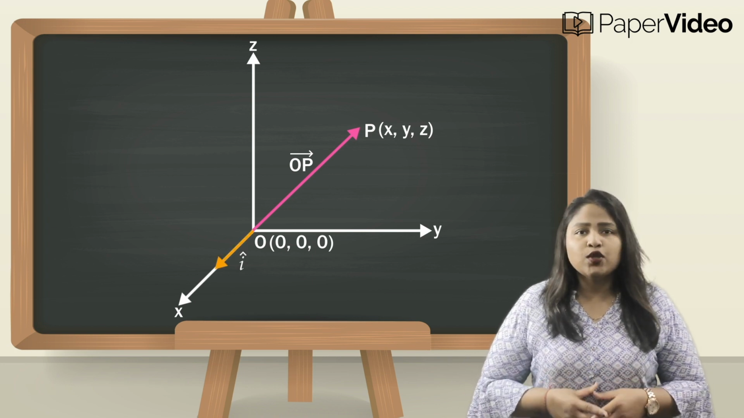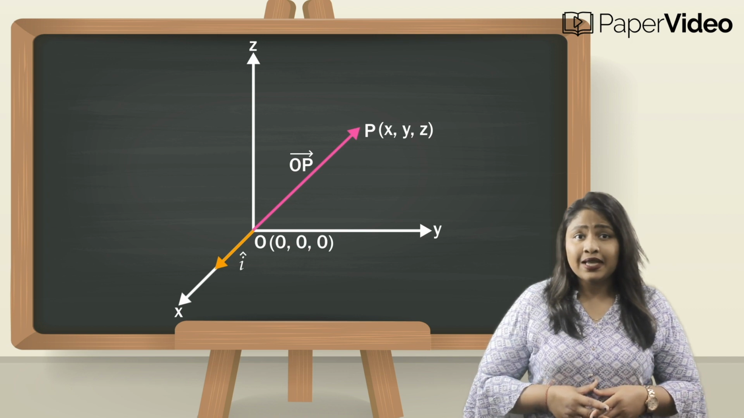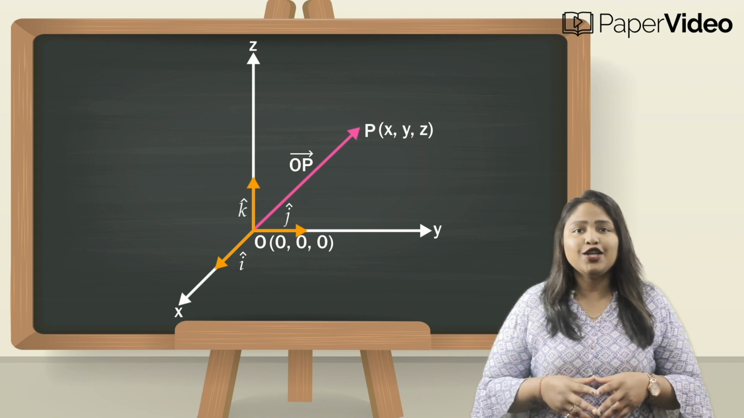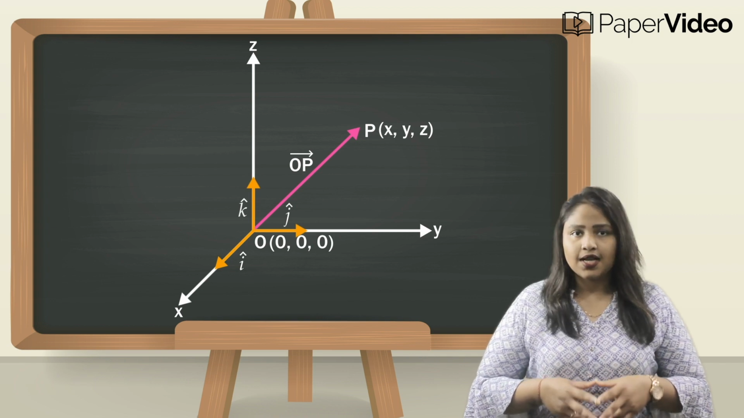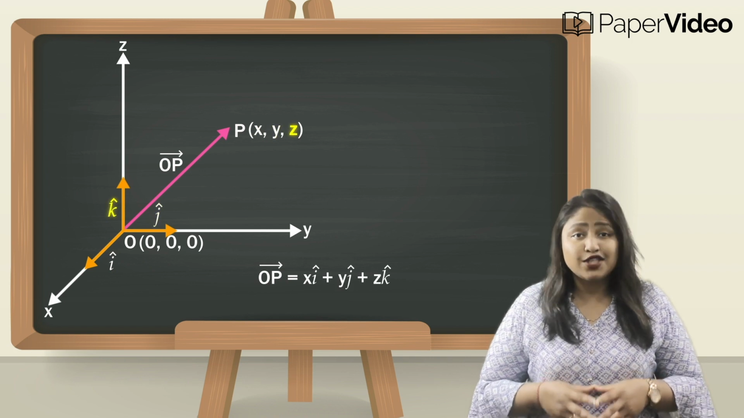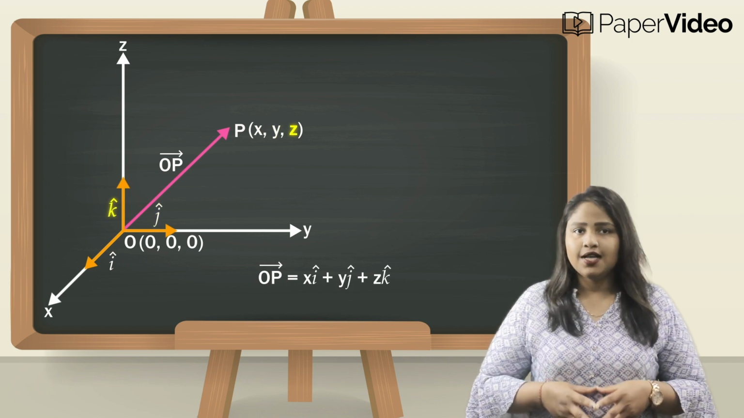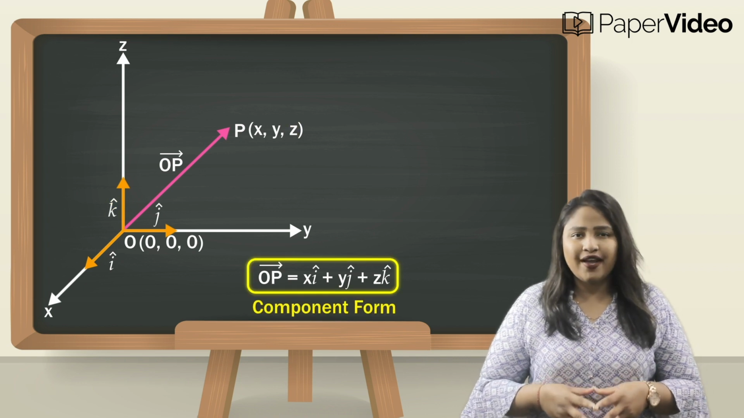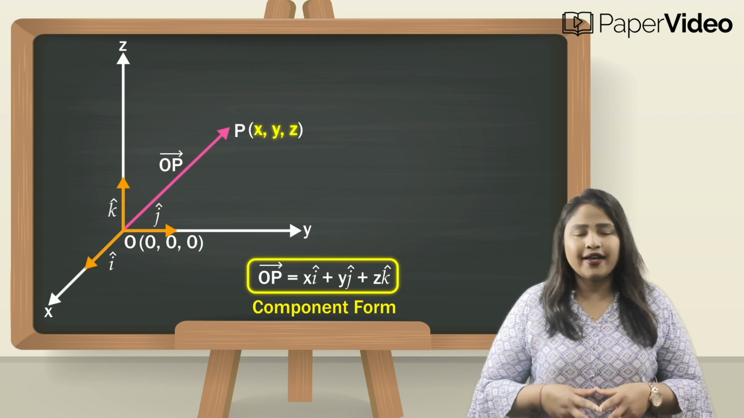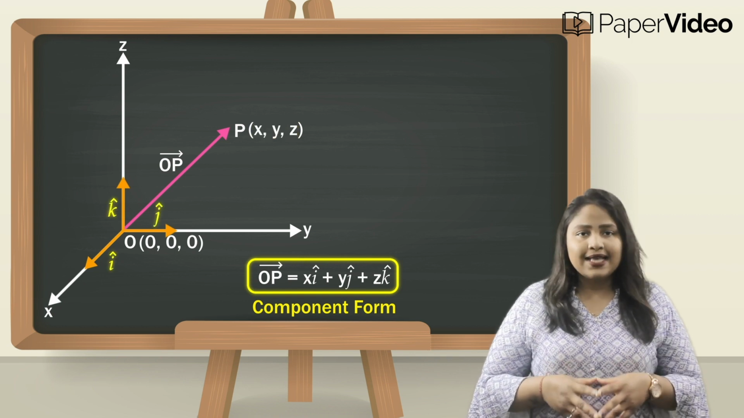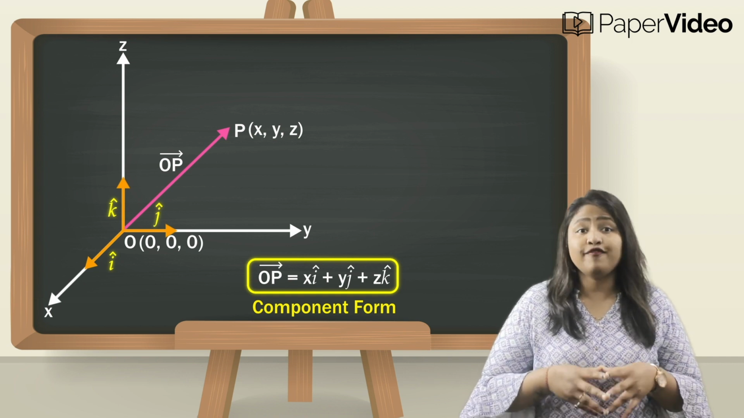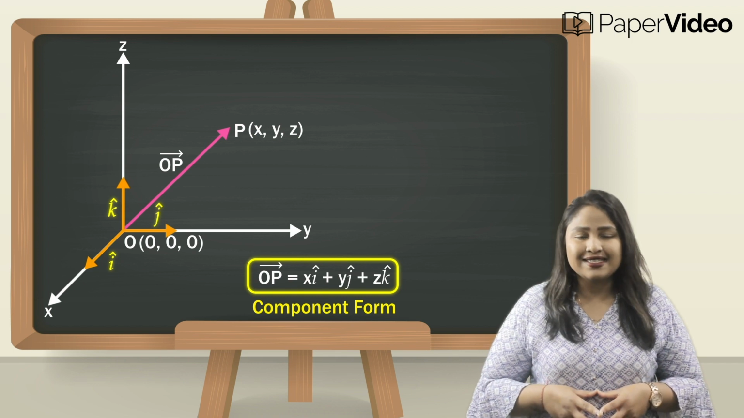Let i cap be the unit vector along the x-axis, j cap be the unit vector along the y-axis, and k cap be the unit vector along the z-axis. Then the position vector OP is given as x i cap plus y j cap plus z k cap. This is known as the component form of vector OP. Here x, y and z are called the scalar components of vector OP, and x i cap, y j cap and z k cap are called the vector components of vector OP along the respective axes.